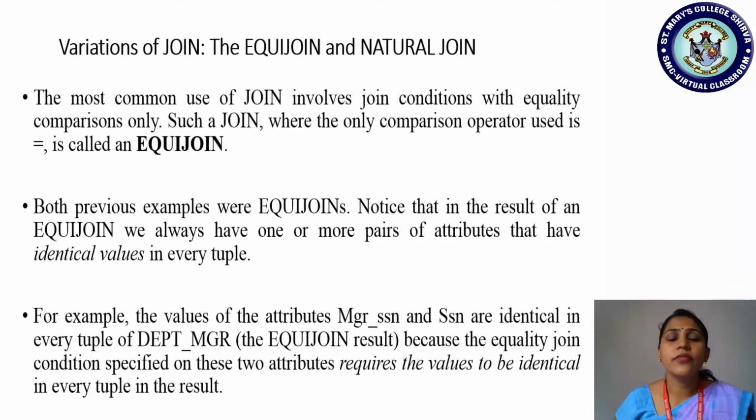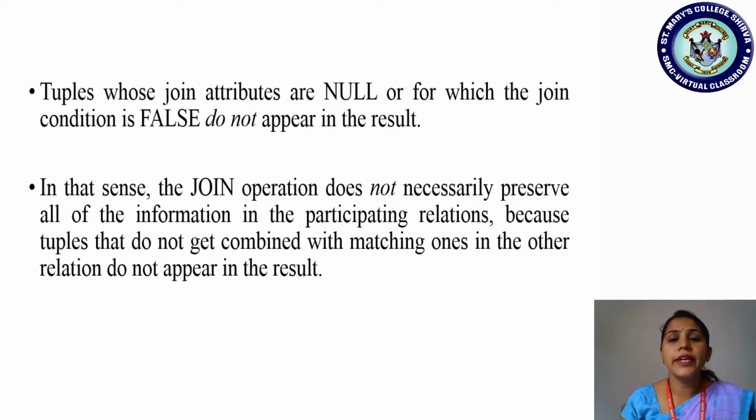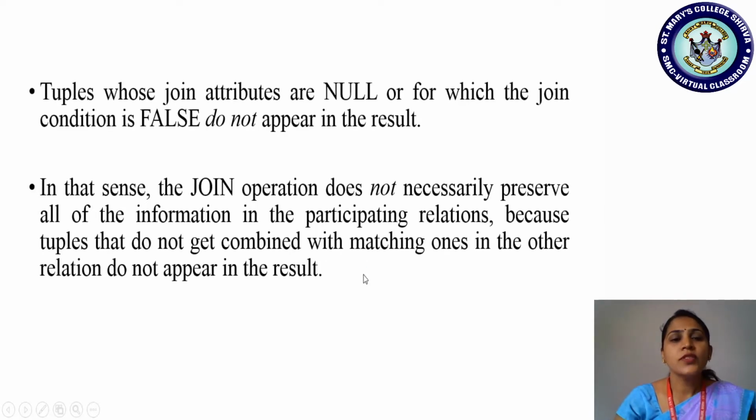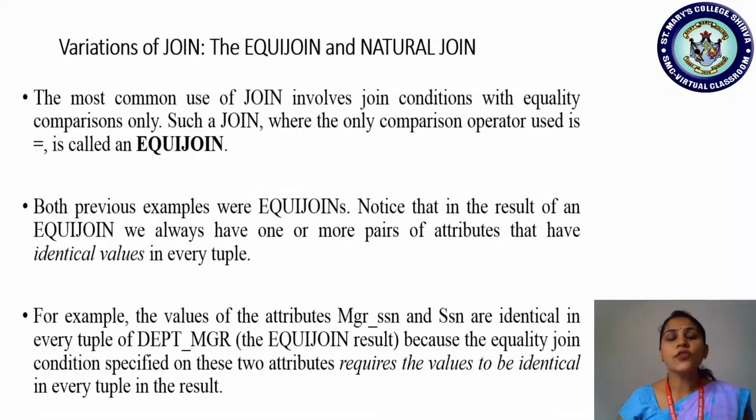What is the uniqueness of equi-join? We had discussed that the join condition can have operators like equal to, less than or equal to, greater than or equal to, not equal to, right? For equi-join, the one and only operator is equal to, by default. So just check out here. The most common use of join involves join conditions with equality comparisons only. Such a join where the only comparison operator used is equal to is called an equi-join.